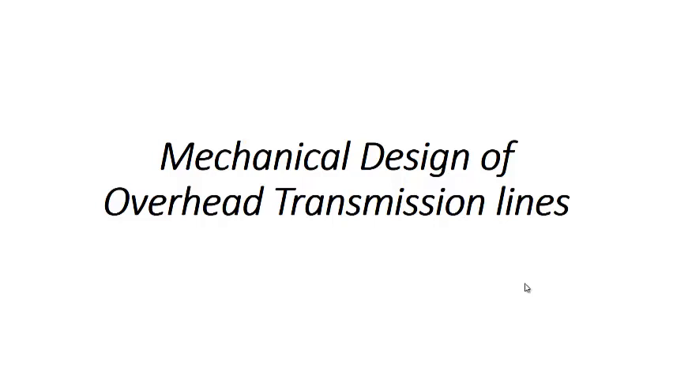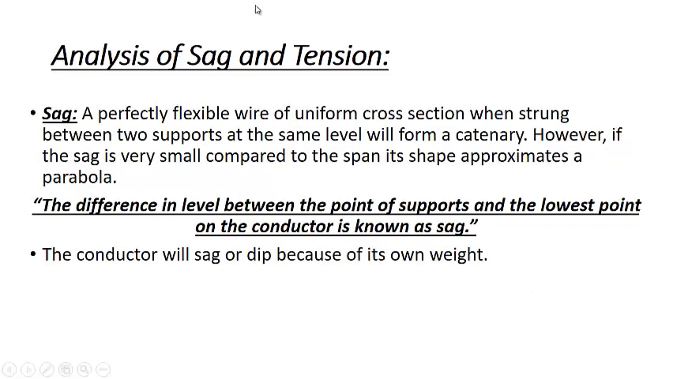In this lecture, we are going to start a new topic of the new unit. It is known as mechanical design of overhead transmission line. Mechanical design actually means the analysis of sag and tension. In this case, we will try to see how this sag will affect the design of transmission line and how we have to appropriately calculate the tension on the conductors and how they are related to each other.